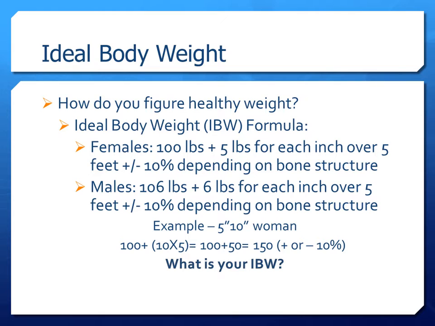So, for a 5'10" woman, we would multiply 10 times 5, which would give us 50. We would then add this to the 100 to get 150 pounds. If she has a small frame, we would subtract 10%, or 15 pounds. If, on the other hand, she has a larger frame, we would add 10%, or 15 pounds again. Please take the time right now to figure out what your ideal body weight should be.